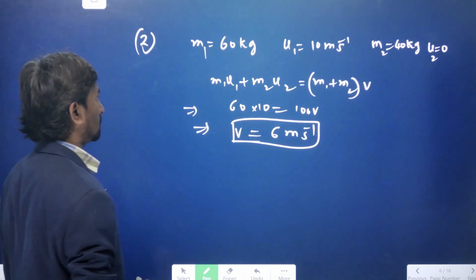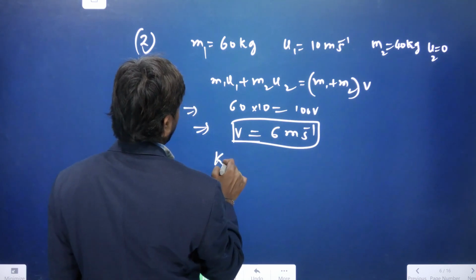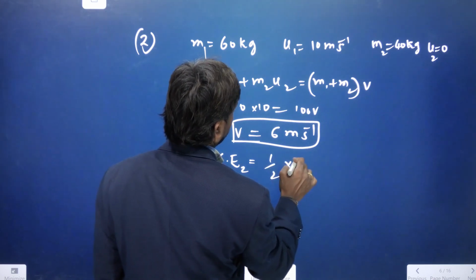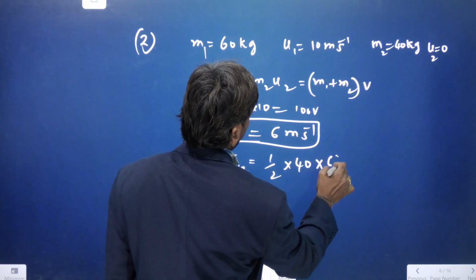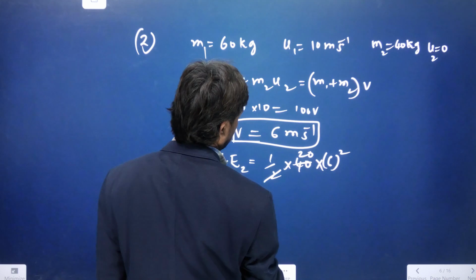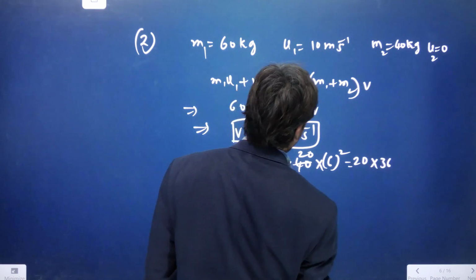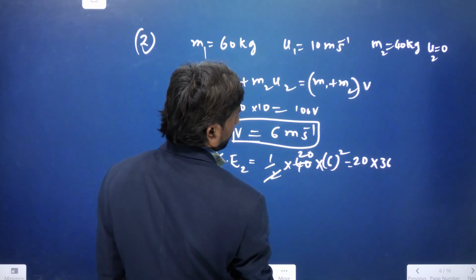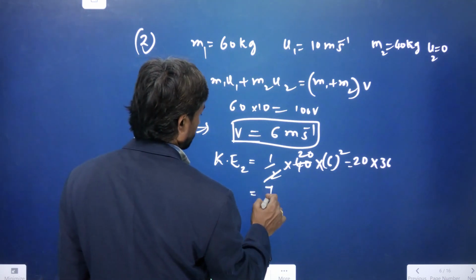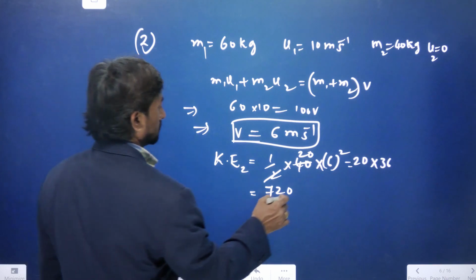Then the loss in kinetic energy. What can we write here? This is kinetic energy 2, we can write. That is equal to half into 40 into 6 whole square. That is 20 into 36. How much is 20 into 36? 720. 720 joules. It is K2.